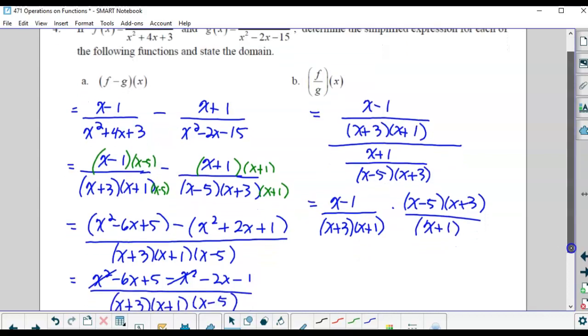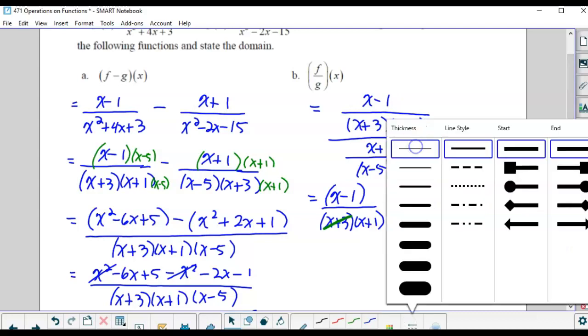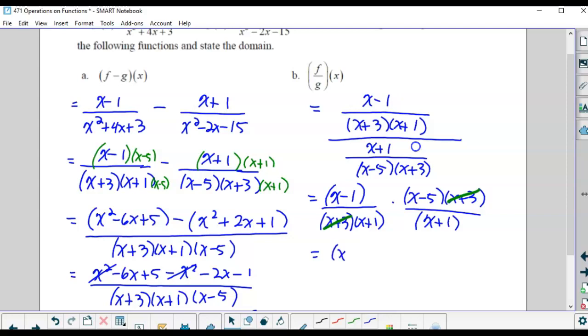Notice not much divides out. You can put brackets around that if you want. The x plus 3's divide out. So we get x minus 1 times x minus 5 over x plus 1 squared. And remember, with rationals, you don't have to expand out. You just leave it like that.